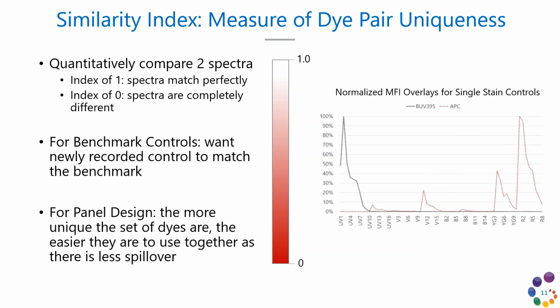Now compare that to something like this, where I have BUV395 shown in the gray and APC shown in the dotted red. There's virtually 0 similar emission characteristics between these two dyes' emission spectra across the full spectrum on the Aurora cytometer. Consequently, you'd expect it to have a very low similarity index, and sure enough, these two came out with a similarity index of 0.